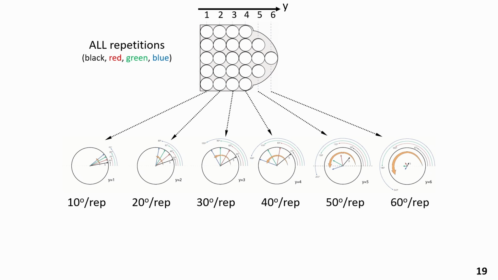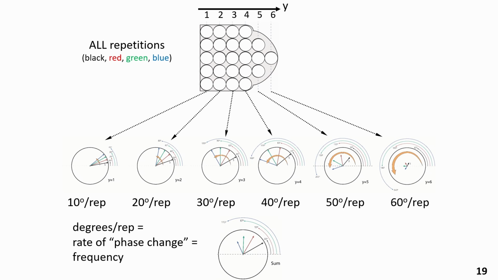But look, the rate of change in phase is frequency. It is the same as saying that the rate of change in position of an object is the speed of the object. And the Fourier transform can untangle these frequencies. But this has a cost. These repetitions, black, red, green, blue, take time to do. This makes MRI a relatively slow imaging method.